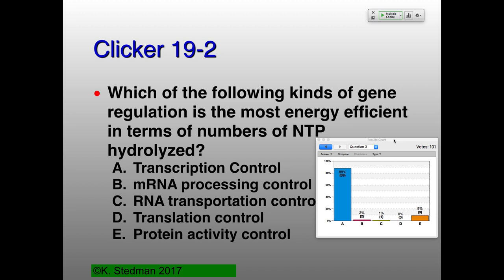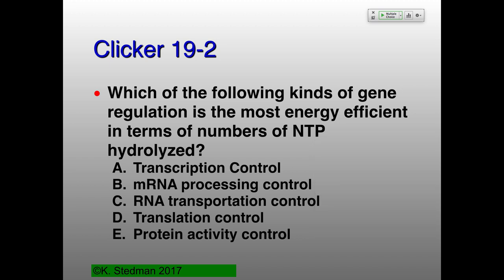Kinase activity. Where do you get kinases from? ATP. If you're just starting out, before you do anything else, transcriptional control is binding to DNA. You don't necessarily need any ATP hydrolysis for that. So I would say A, but again, we could argue about protein activity control as well. But I won't, at least not today.